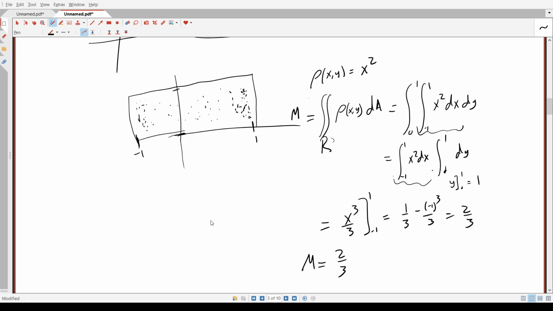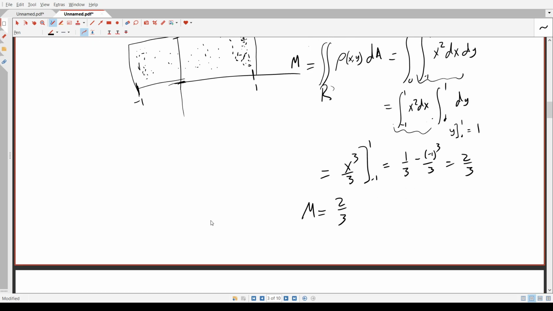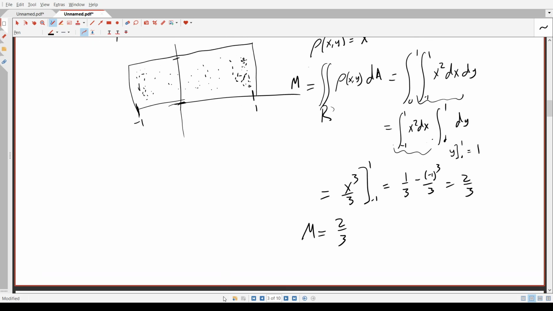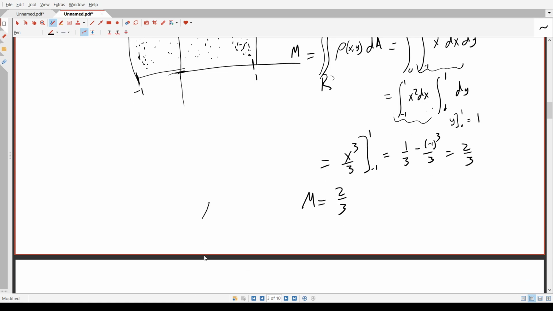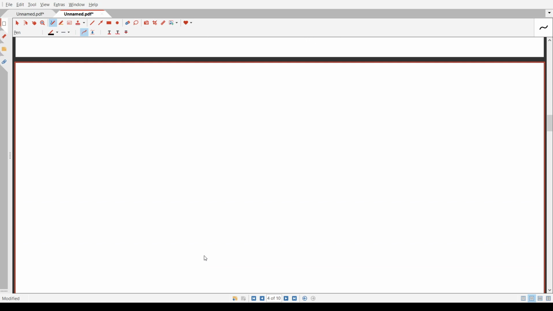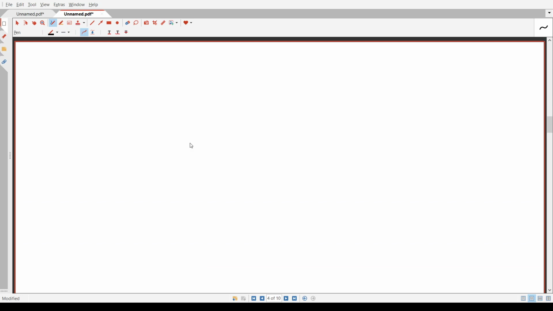Okay, so now we can actually generalize the idea of the centroid. Does anybody at all remember the formula for the centroid? Does anybody remember the formula for this? Yeah, I don't blame you.